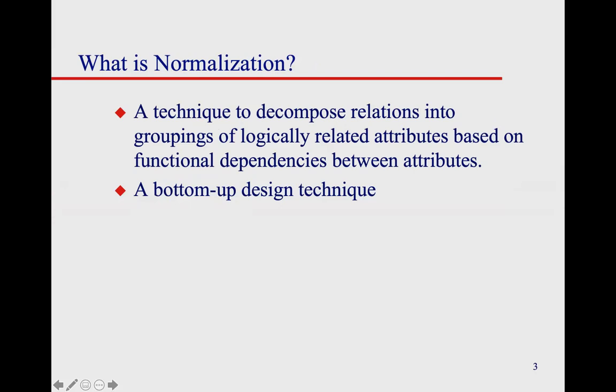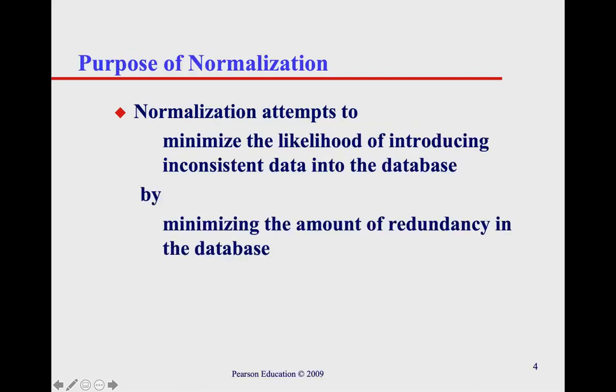Okay, so just a quick review of what we went through last time with normalization. What we're trying to do is decompose a relation into groups of logically related attributes based on functional dependencies between the attributes. Normally, this applies when we either have two or more entities in a single relation, or where we have repeated instances of a descriptive attribute.